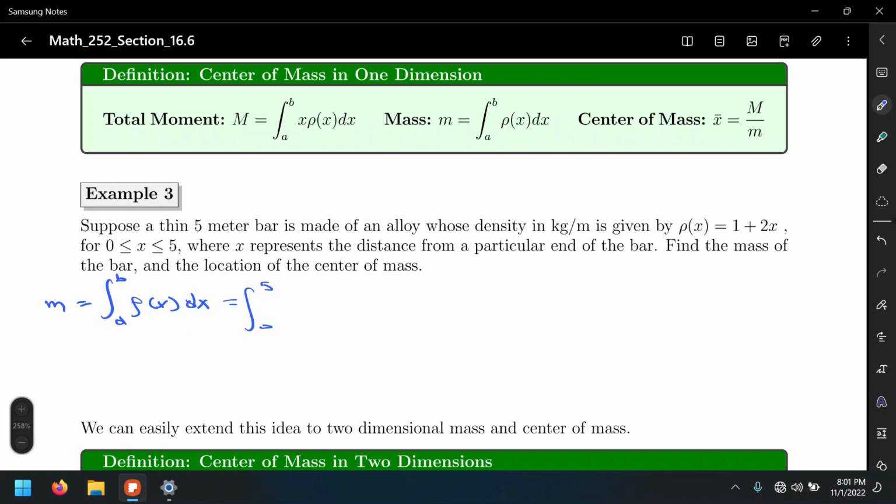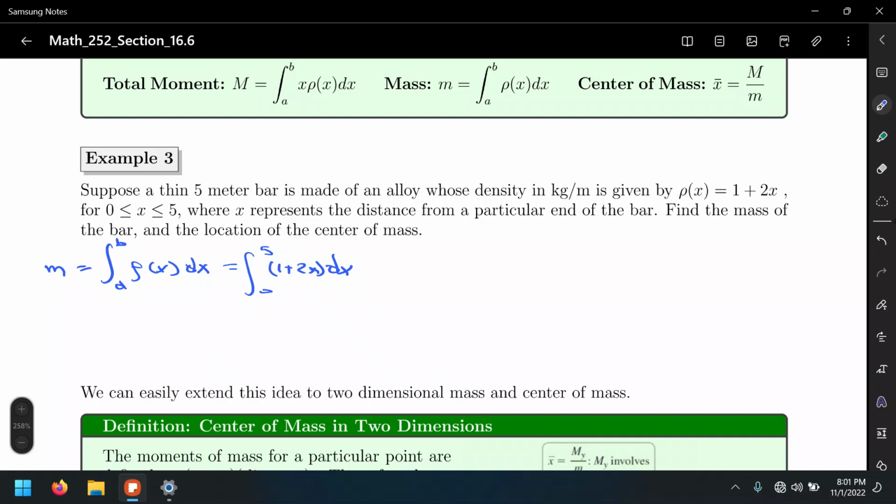And that's 1 plus 2x dx. Evaluating this integral, I'm just going to give you the answer. This is going to be 30. So the mass of this bar is 30 kilograms, by the way.